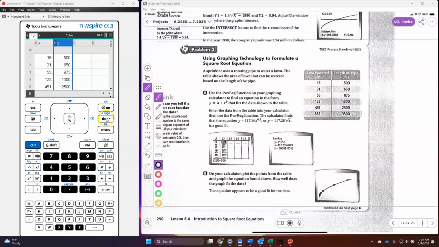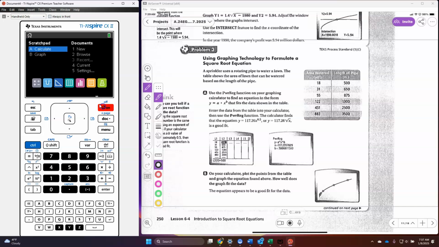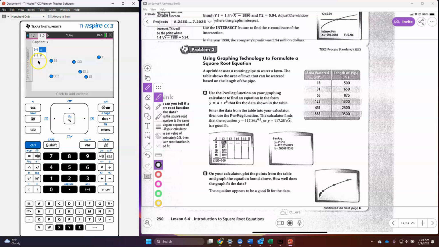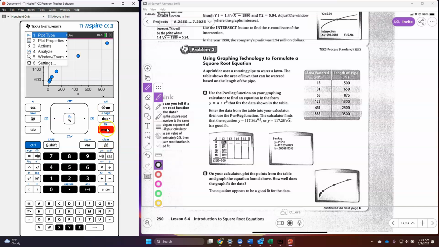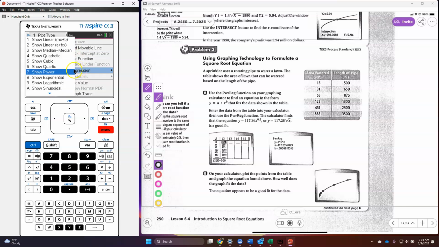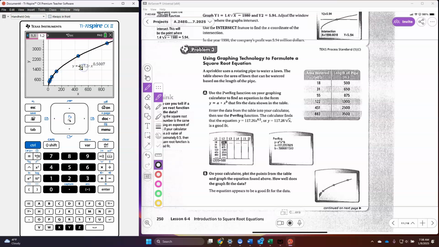So you're going to go to this app here in the calculator. You're going to graph the data, and this side will be the y values, and this side will be the x values. Now you notice that it looks like a square root equation, or it's going to follow a square root equation path. So we're going to go to menu, analyze data, regression, and we're going to show power. And so there's our equation. 117.3 times x to the 0.5, which is a square root equation.